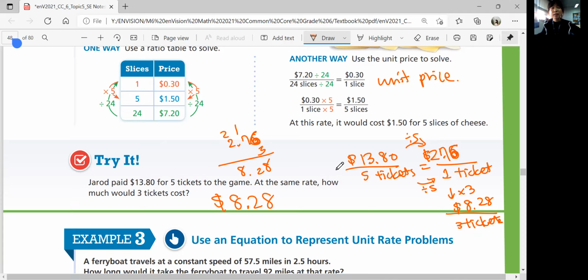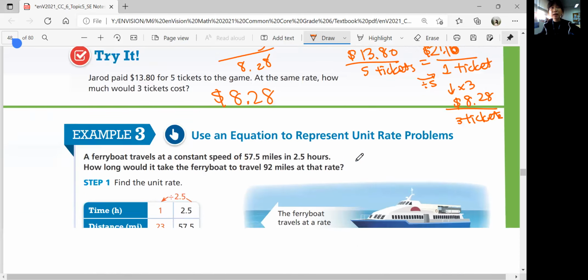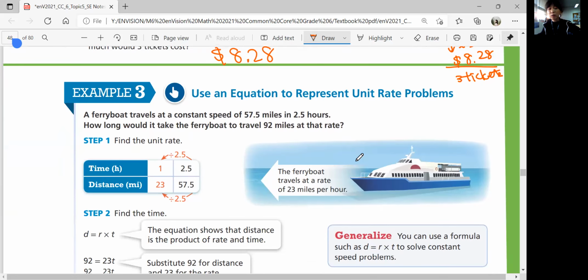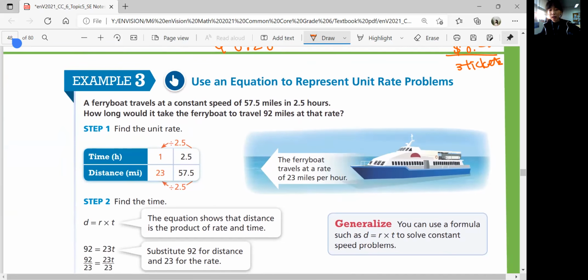Let's look at example 3. Use an equation to represent unit rate problems. A ferry boat travels at a constant speed of 57.5 miles in 2.5 hours. How long would it take the ferry boat to travel 92 miles at that rate? So we've got a rate here, 23 miles per hour. As soon as I see the rate, I'm going to convert that to a fraction. And then by table, you can use the unit rate by dividing both numbers by 2.5.